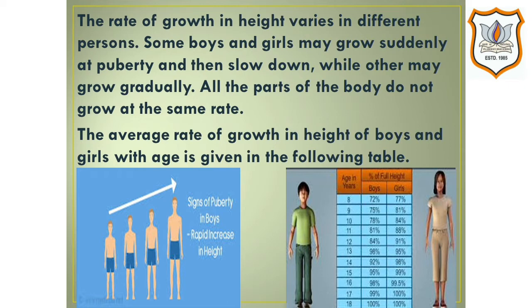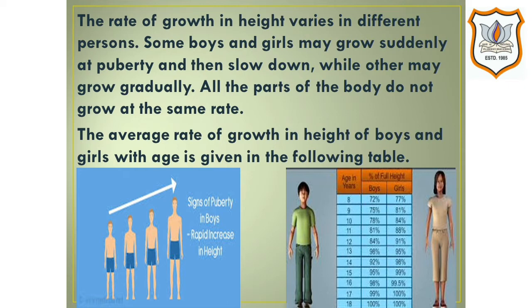All the parts of the body do not grow at the same rate. Sometimes the arms and legs, hands and feet of adolescent boys and girls look oversized and out of proportion with the body. But soon the other parts catch up with them in growth. This results in a more proportionate body. The average rate of growth in height of boys and girls with age is given in the following table that is shown in the picture.